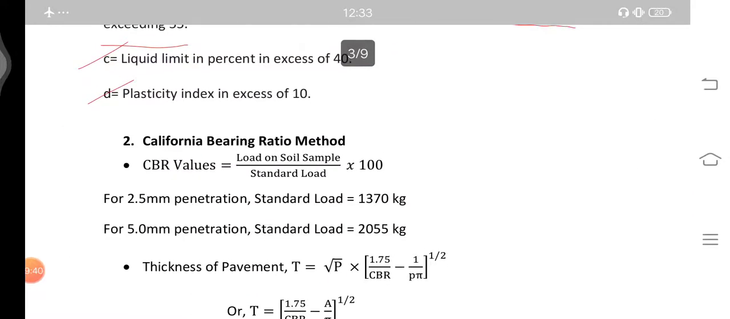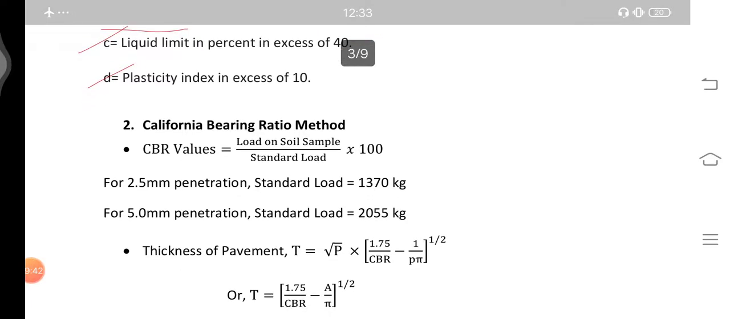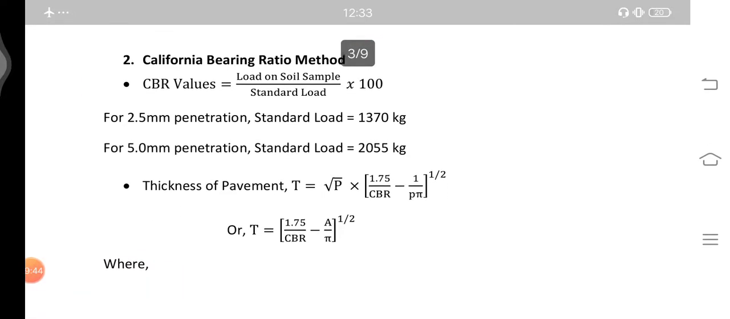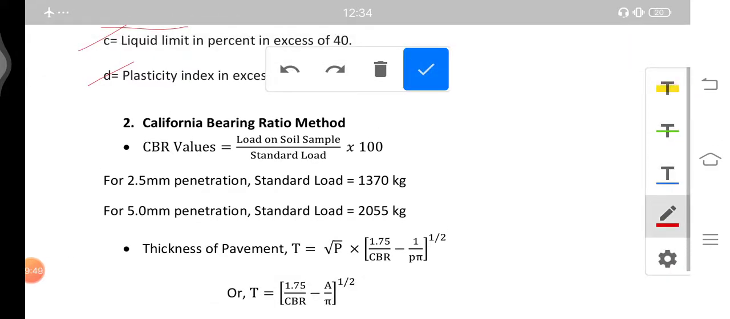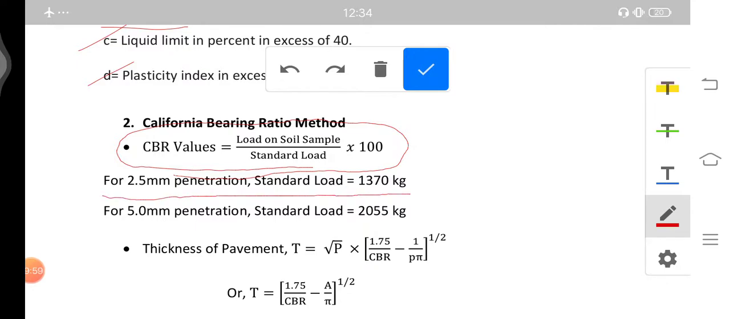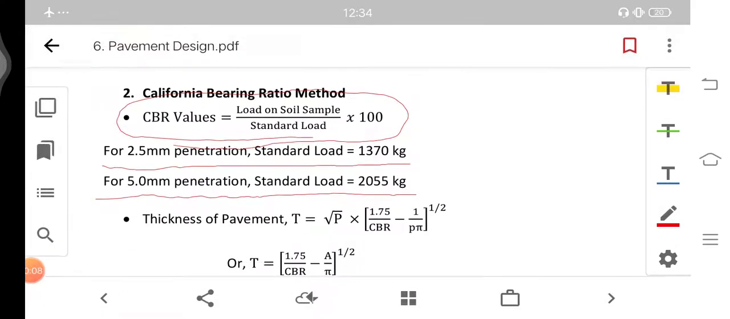Next comes the California bearing ratio method. In the California bearing ratio method, there are a few steps and a set of formulas which you need to know. Firstly, the CBR value is the load on sample upon standard load times 100. For the CBR values, it should be kept in mind that for 2.5 mm penetration the standard load should be 1370 kg, and for 5 mm penetration the standard load shall be 2055 kg.